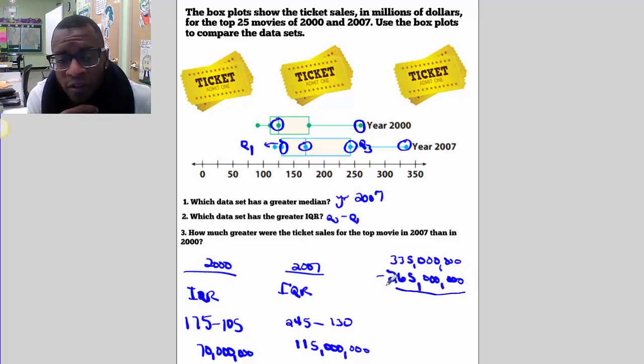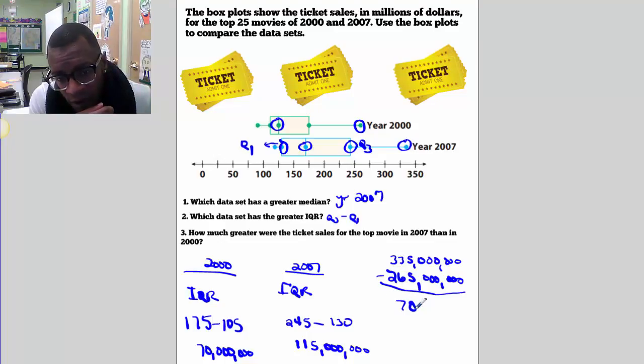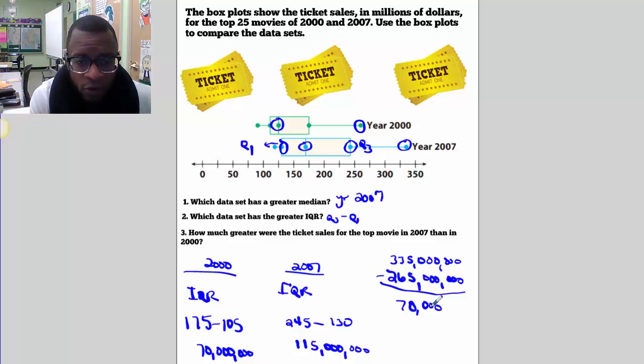And do your best to estimate these numbers. Sometimes it's a little difficult to read where it actually is depending on the spacing or the increments on your number line. Okay, and so if we take the difference of these two, that's 13 minus 6 is 7, so $70 million. So in 2007, the top selling movie made $70 million more than the top selling movie in year 2000.